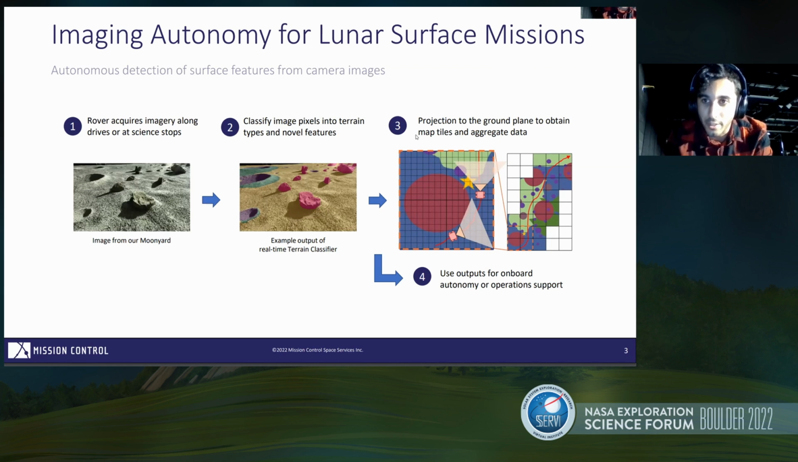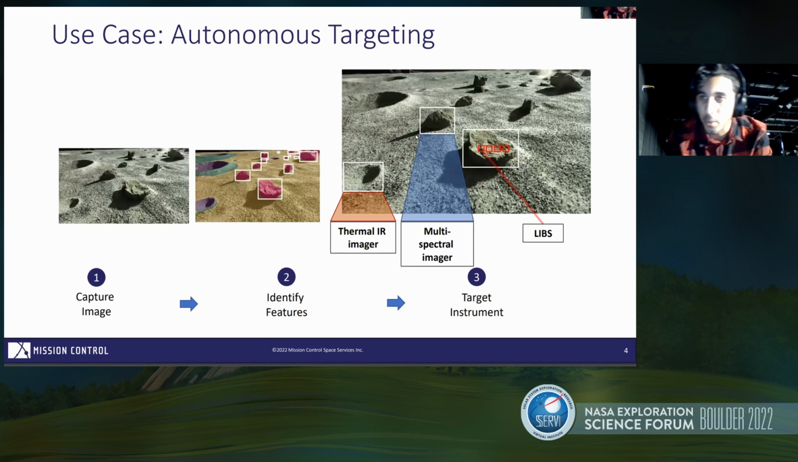The intention for these data products could then be to use them on board for any autonomy required on board the rover, or it can also then be used in a variety of ground-based operations use cases. So I just wanted to quickly highlight a couple use cases on board that we've been thinking and conceiving of and having discussions with many people.